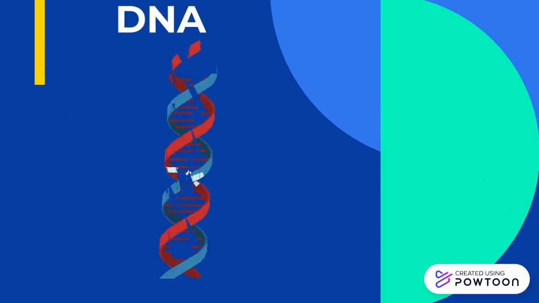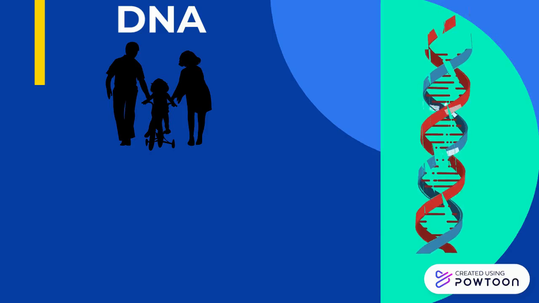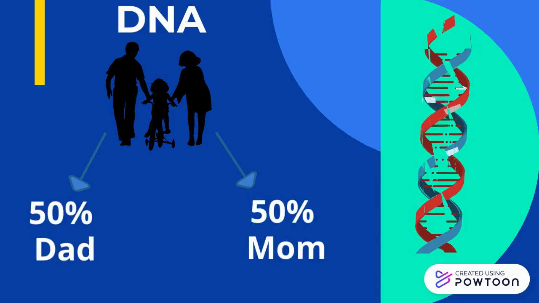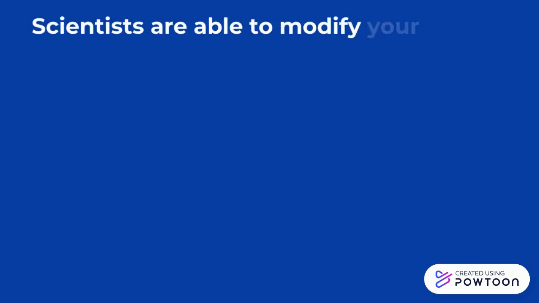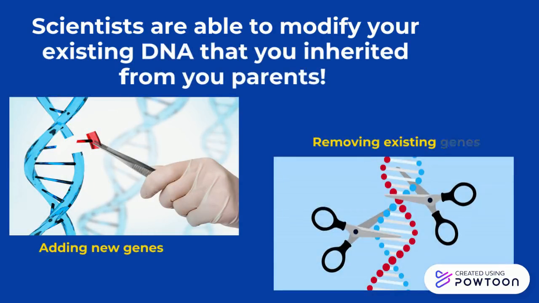All humans have DNA. It is a biological material that is inherited from your parents, as each person contains 50% of their mom's DNA and 50% of their dad's DNA. Your DNA is what makes you, you. In gene editing, scientists are able to modify your existing DNA. This can be done by adding new genes or removing existing genes.